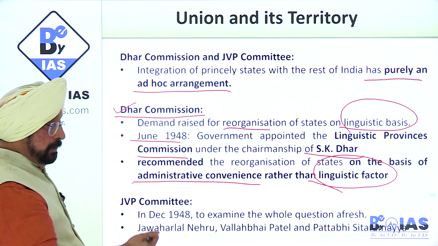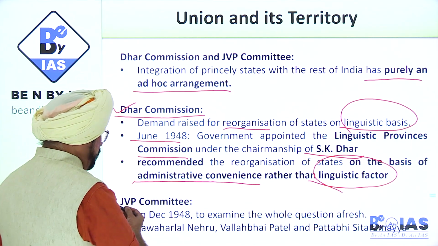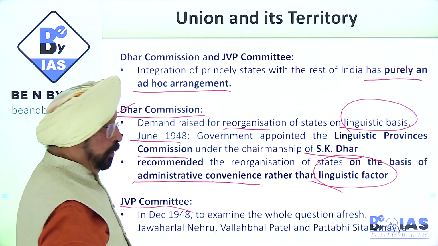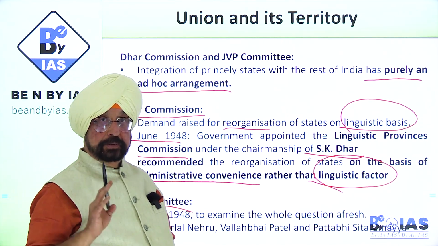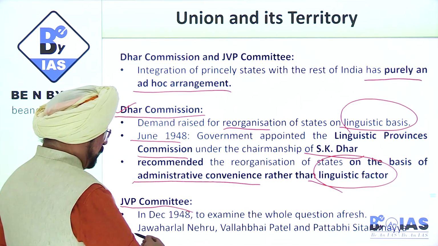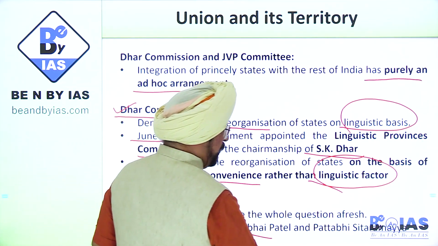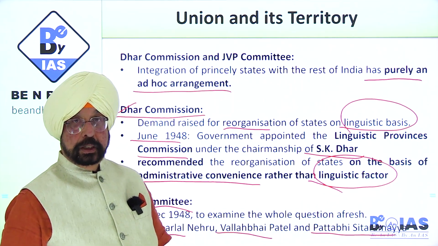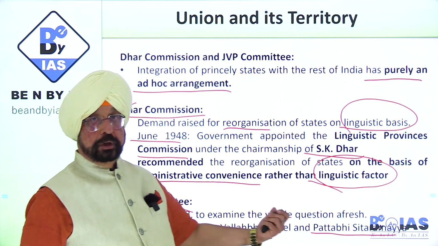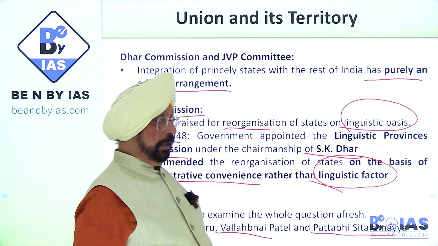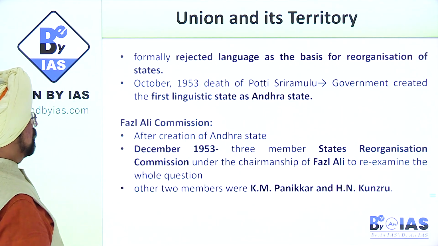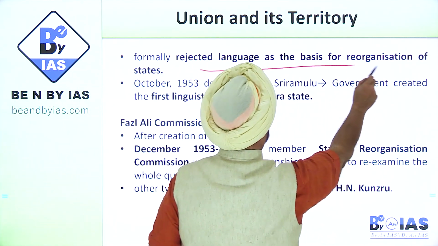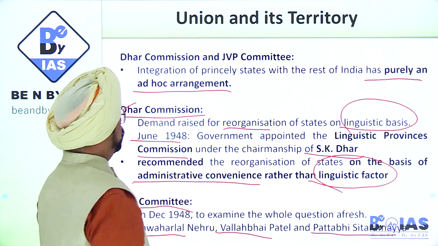So after this, a JVP committee was formed in December 1948. Why is it called JVP? Because there were three members, Jawaharlal Nehru, Vallabhbhai Patel, and Pattabhi Sitaramayya. So these three, that is why it is called the JVP committee. Now, this committee also rejected language as the basis for reorganization of the states.